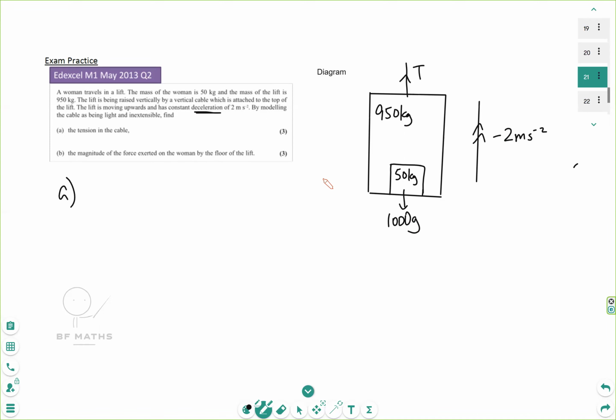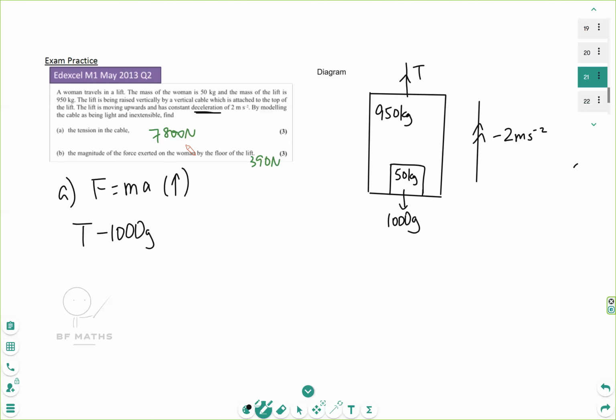To work out the tension in the cable, you use F equals ma upwards because the lift is going upwards. So the force will be T minus 1000 g. Oh, actually, sorry, my bad. I shouldn't give it out. Pause the video. Have a go at the question, part A and part B. When you're ready for the answer, you can press play. The answer is 7,800 for A and 390 for part B.